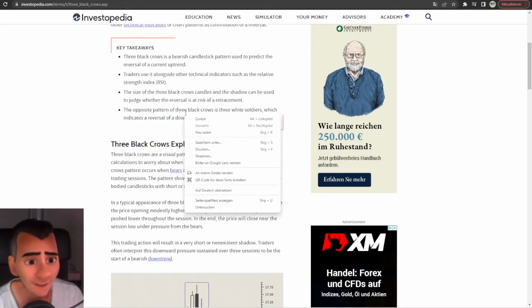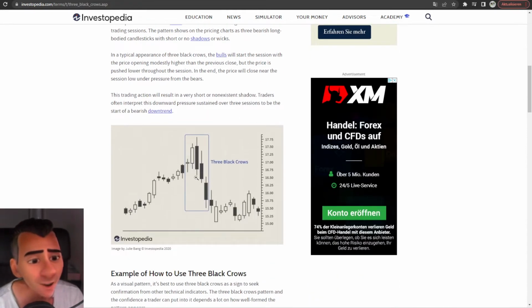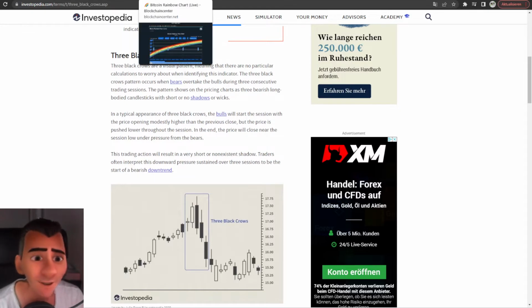The opposite pattern of the three black crows is the three white soldiers. We don't have it here, we have the three black crows. And here you can see, these are the three black crows. We have three bad downgoing candles in red in our chart picture. If you would like to read more about this, visit Investopedia and read this stuff, guys. Back to the analysis.